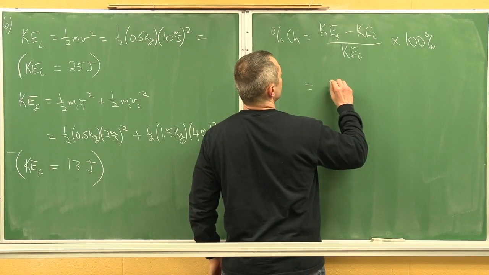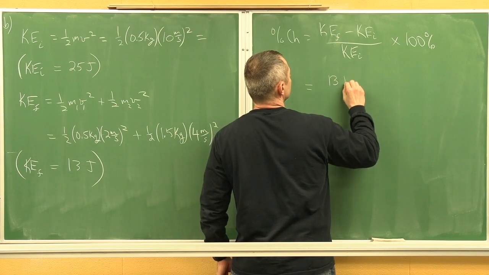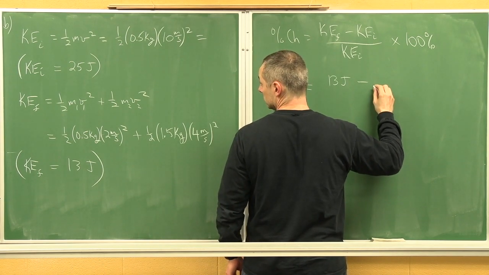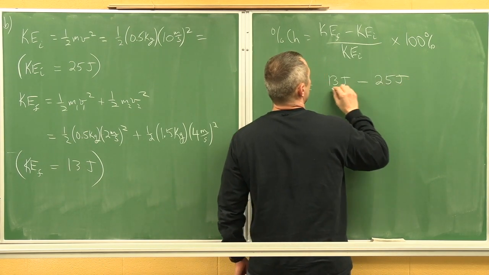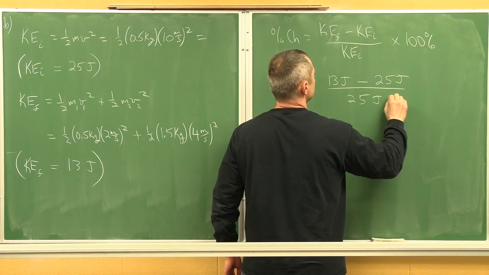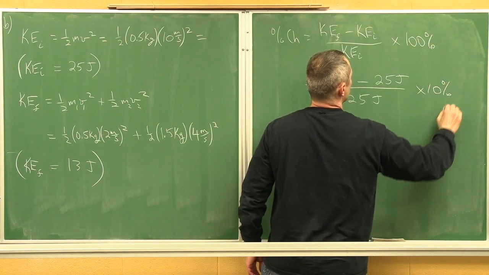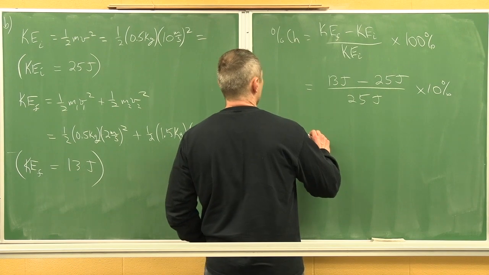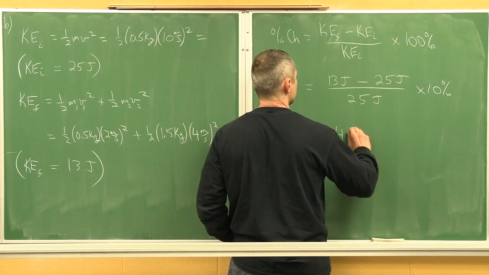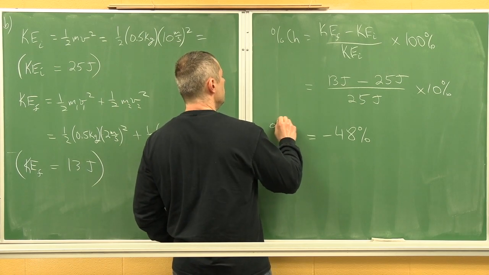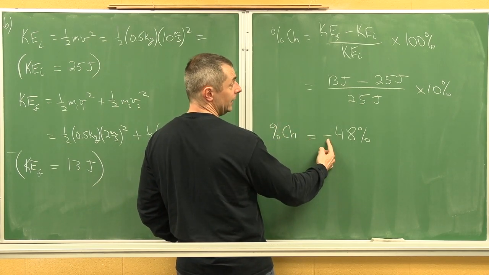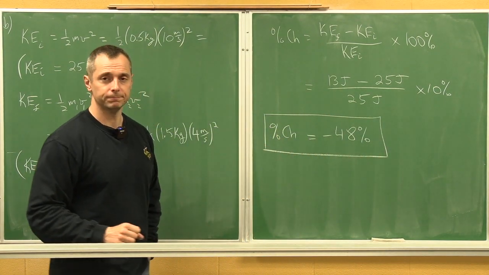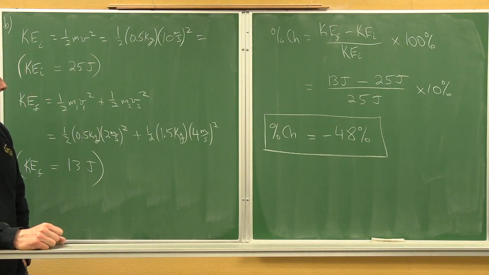In other words, the final was 13 joules minus the initial, which was 25 joules, all over the initial of 25 joules times 100%. So I think that's negative 48%. So almost half the kinetic energy was lost. The percent change was negative. So that's how we would calculate it.